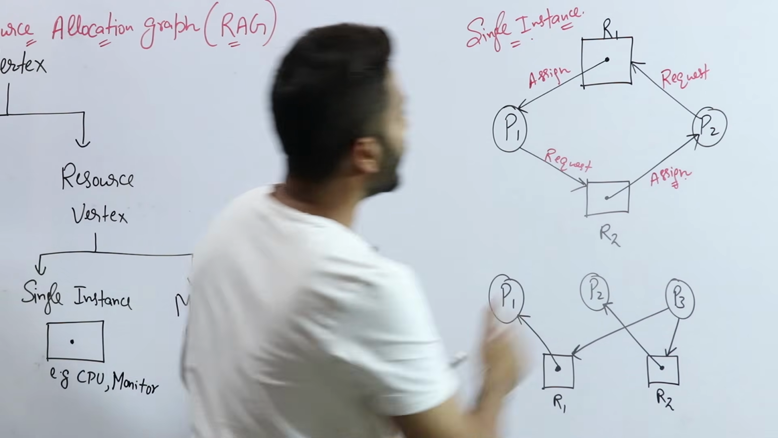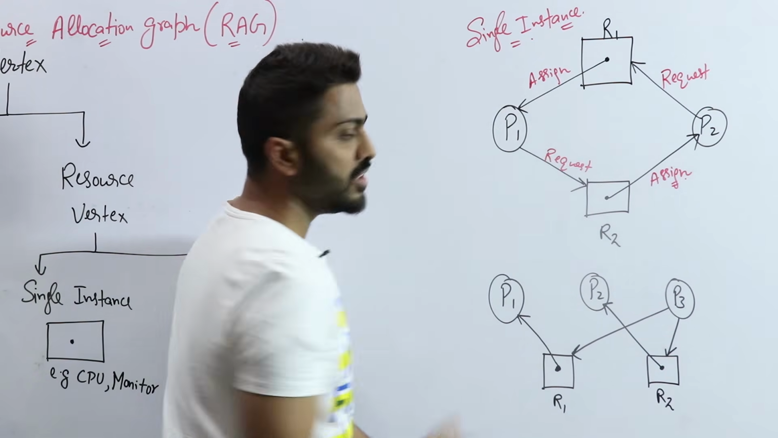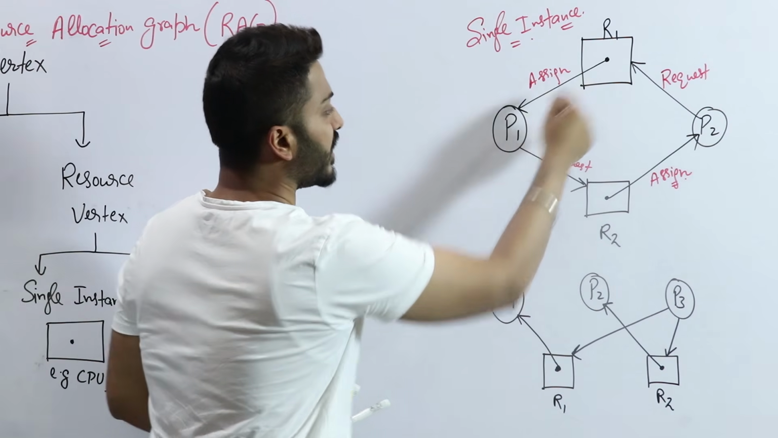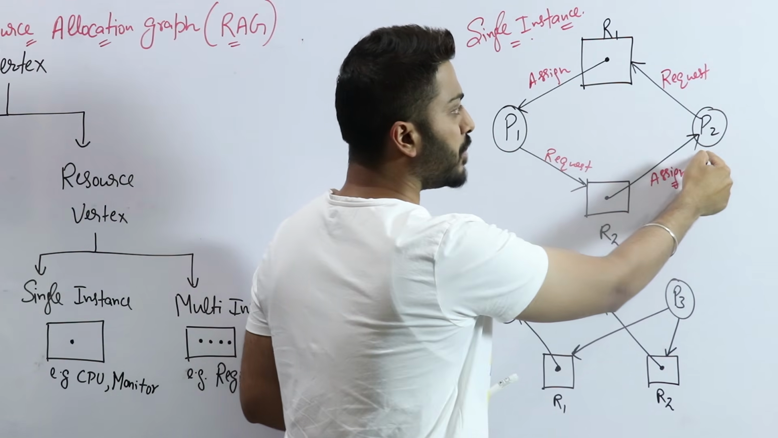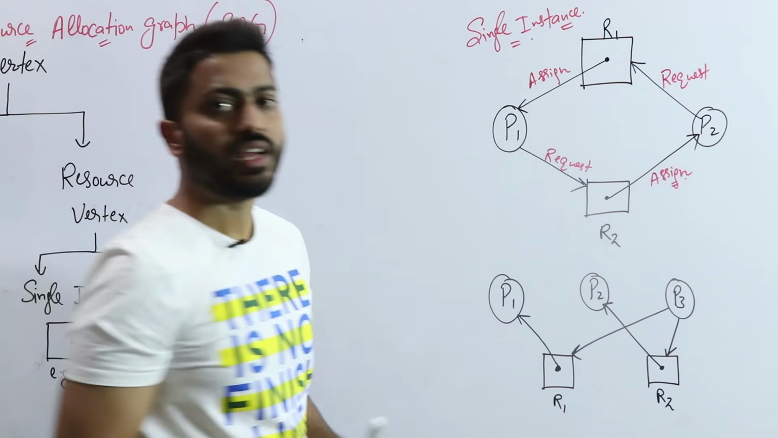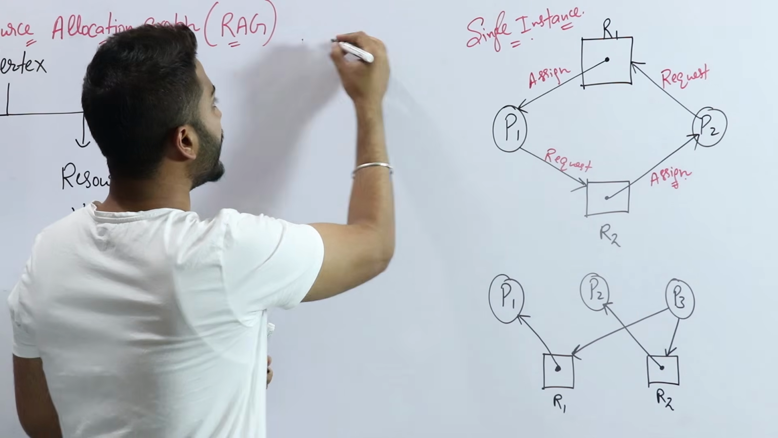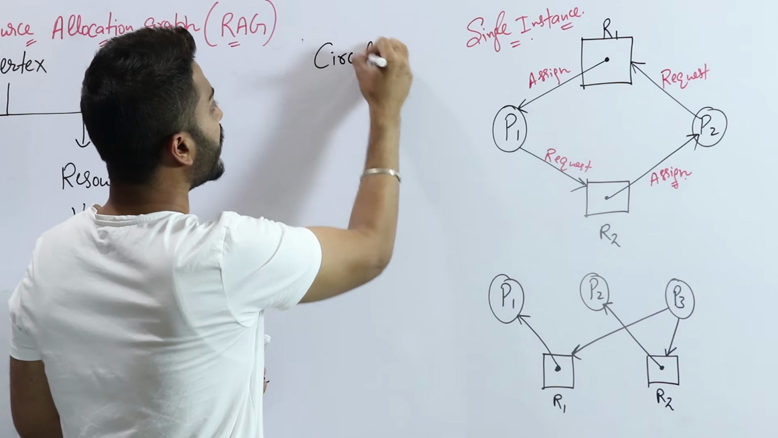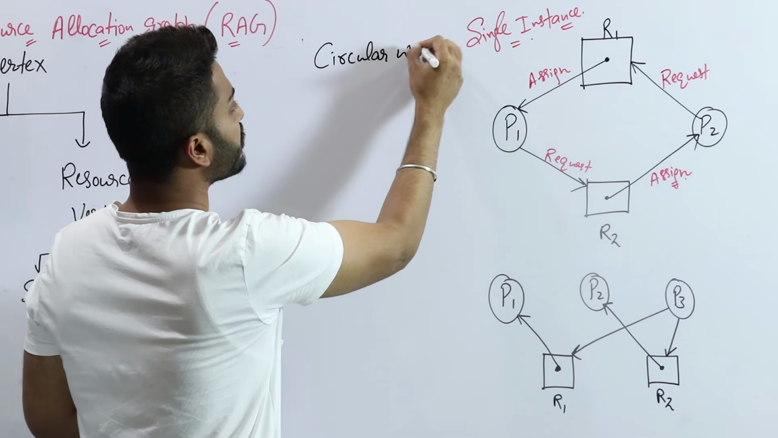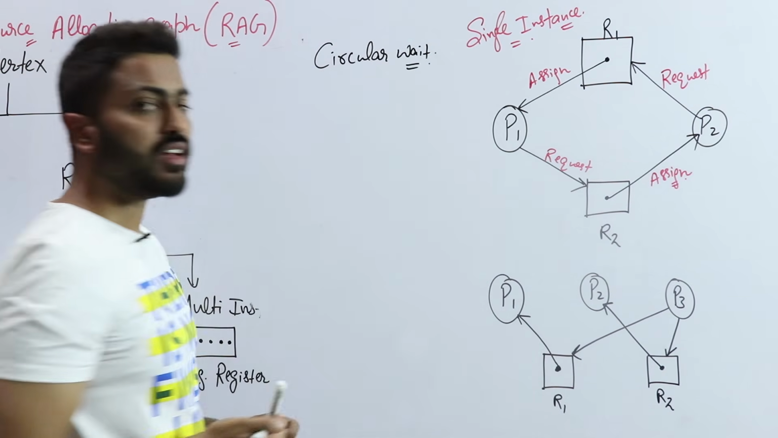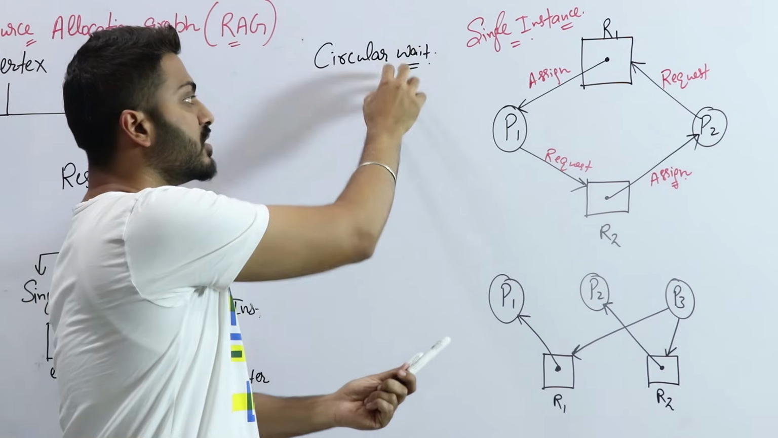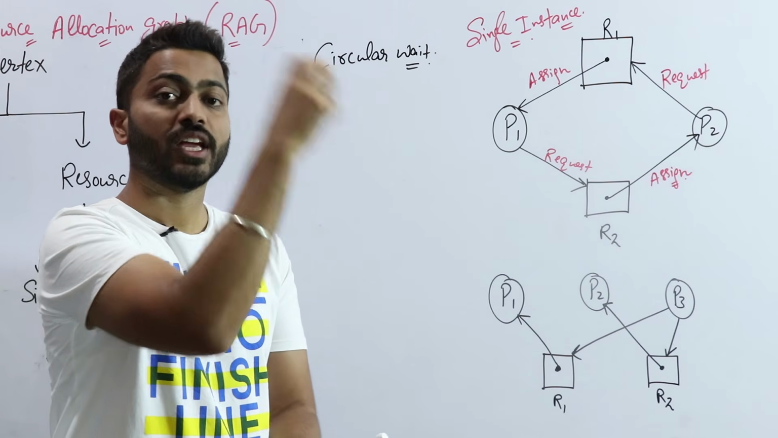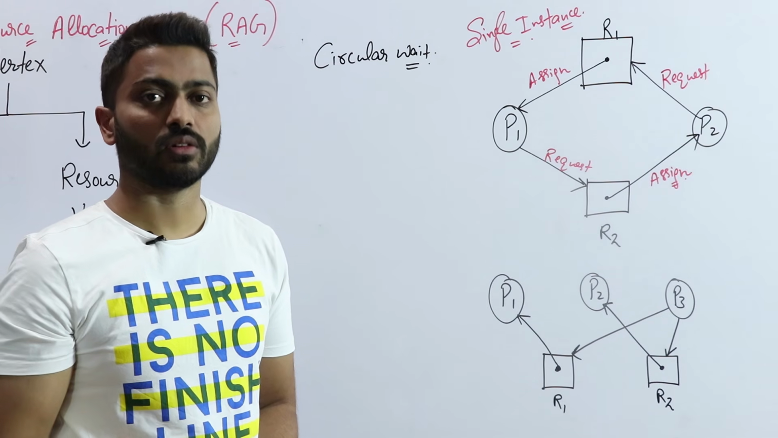Let's say we have one resource R1, and R1 is taken by P1. P1 is requesting R2, R2 is taken by P2, and P2 is requesting R1. This is a kind of circular wait. And circular wait is one of the necessary conditions for deadlock. It means in your system there must be a circular wait if you want a deadlock.